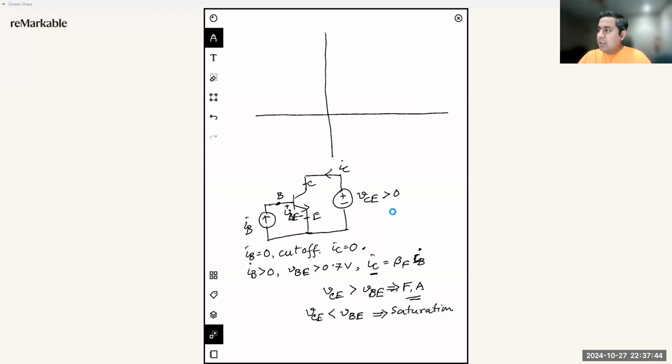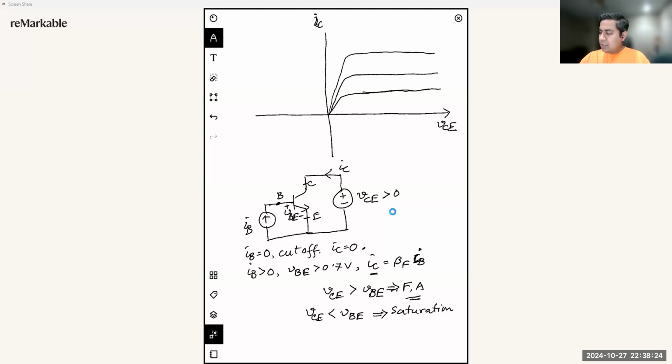So if you want to draw this IV plot, in the y-axis we have IC, and in the x-axis we have VCE. Then we can see that the current will start to grow. And then just like MOSFET, it's going to saturate in the active region. And then it is going to stay there until we cross that condition VCE less than VBE.